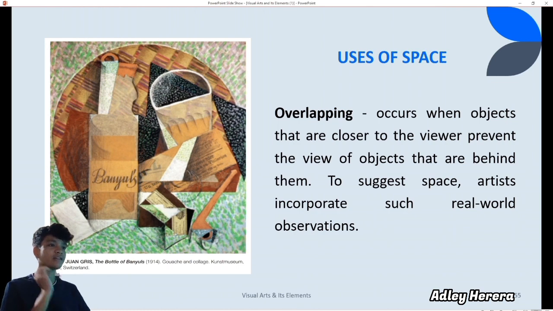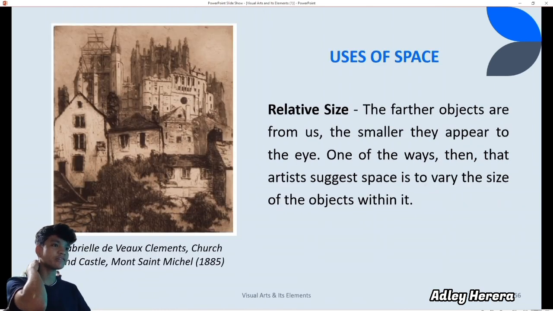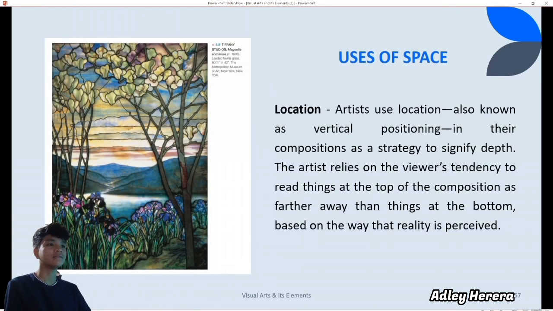Relative size. The farther objects are from us, the smaller they appear to the eye. One of the ways that artists suggest space is to vary the size of objects within it. Things that are supposed to be closer to the viewer will be sized larger than the things that are to be perceived as farther away.